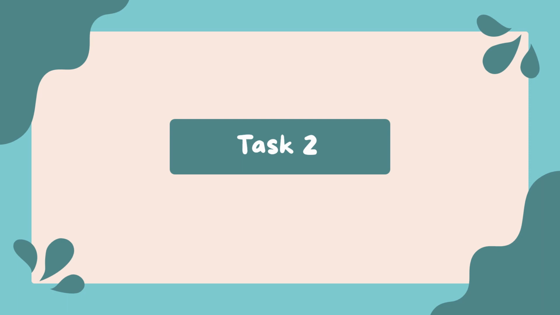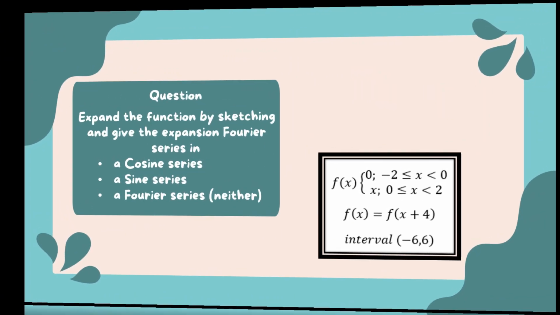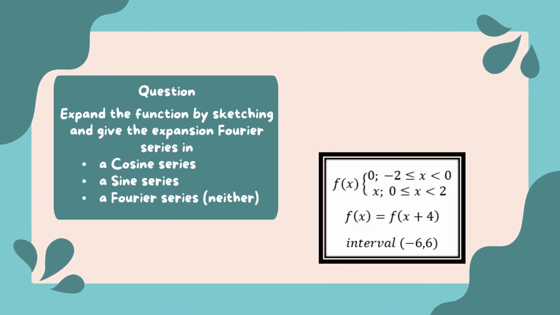For task 2, I am Ahmad Shahiran and I will be explaining it. For task 2, we will need to expand the function by sketching and give the expansion Fourier series in a cosine series, a sine series, and a Fourier series. Okay, so for task 2, the function that we had chosen is as shown. The period is 4 and the interval is between negative 6 and 6.